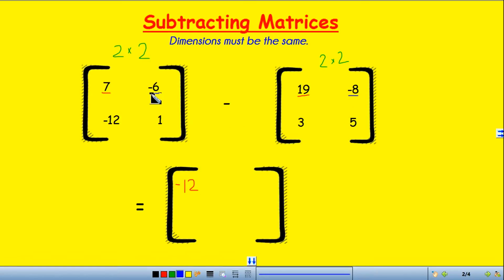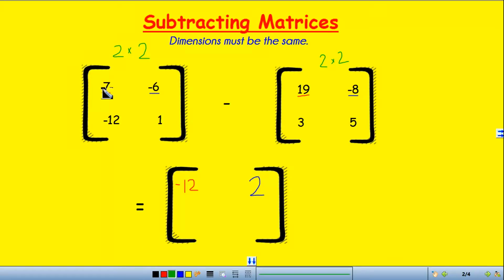We have negative 6 minus negative 8. And any time that we're subtracting a negative number, it is the same as adding the opposite. So if we have negative 6 plus the opposite of negative 8, it will be negative 6 plus 8. So we know that negative 6 plus 8 equals 2.